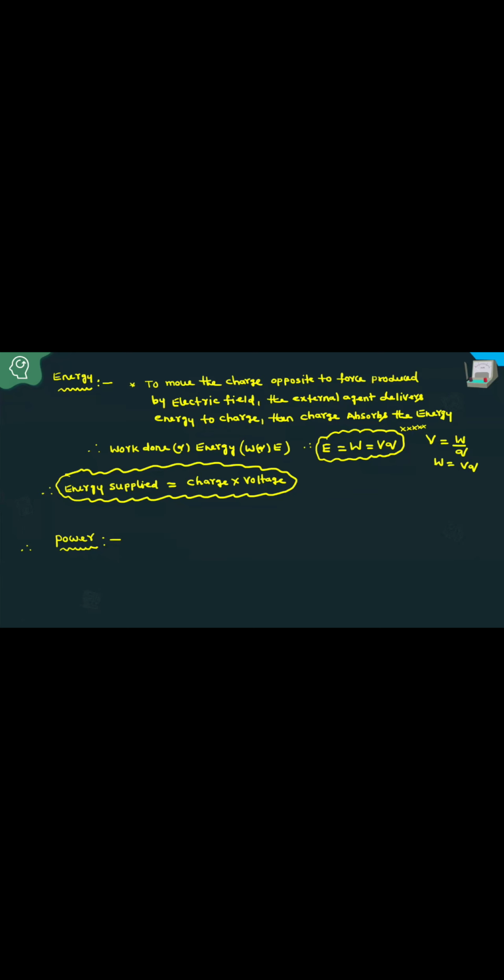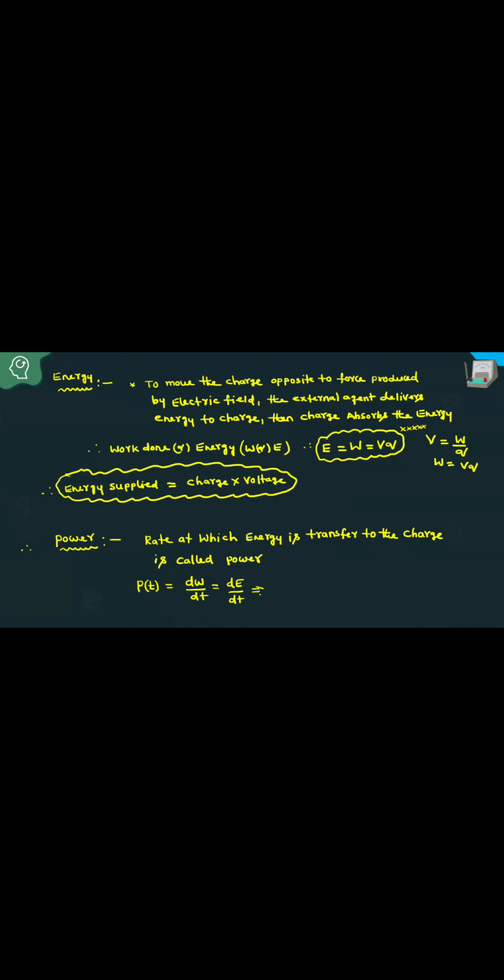At what rate is it transferring? The rate at which energy is transferred to the charge is called power. This is called power. Then how to write the power equation, friends? P of t equals, I'm writing, this is the instantaneous power. P of t equals the rate at which energy is transferred to the charge, dW by dt. Or you can also write dE by dt.